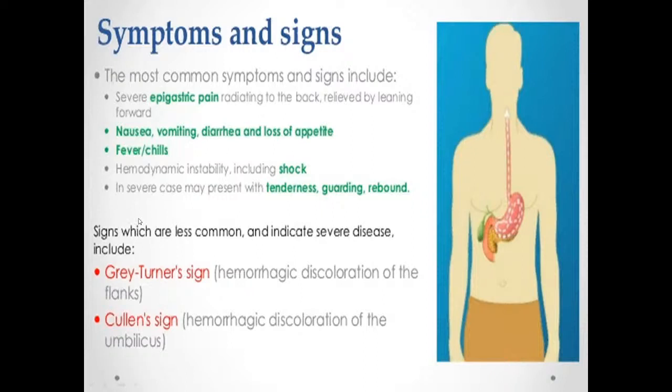Signs which are less common and indicate severe disease include these two signs, you must remember them. Grey Turner's sign: hemorrhagic discoloration of the flank. And Cullen's sign: hemorrhagic discoloration of the umbilicus.